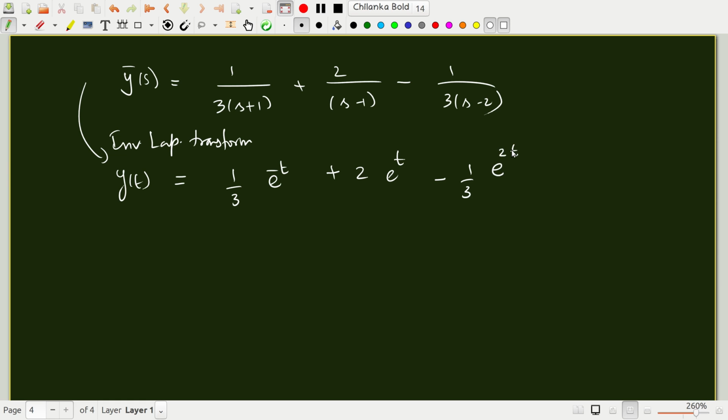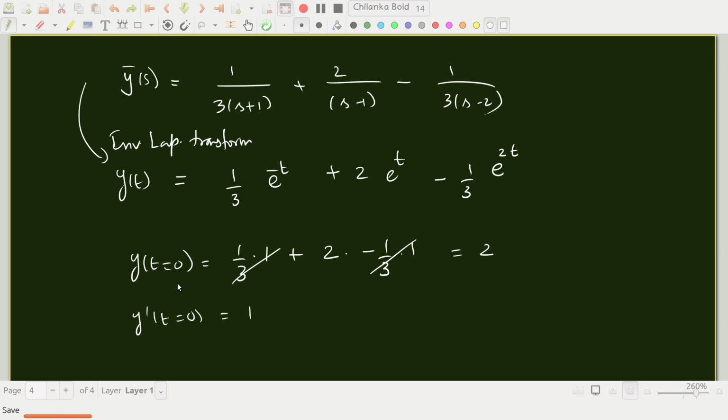Okay, so this is the final solution, and this satisfies the initial condition. So let's check. Y at t equal to 0 is 1 by 3 into 1 plus 2 minus 1 by 3 into 1. So y at t equal to 0 is 2, which is what we started off with, and you can similarly verify that y prime at t equal to 0 also becomes 1. So this satisfies the differential equation as well as the initial conditions. So this is how we solve initial value problems of linear differential equations with constant coefficients using Laplace transform.